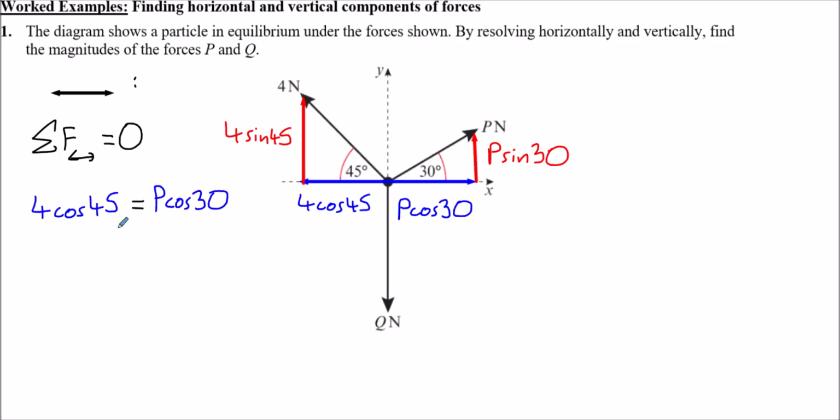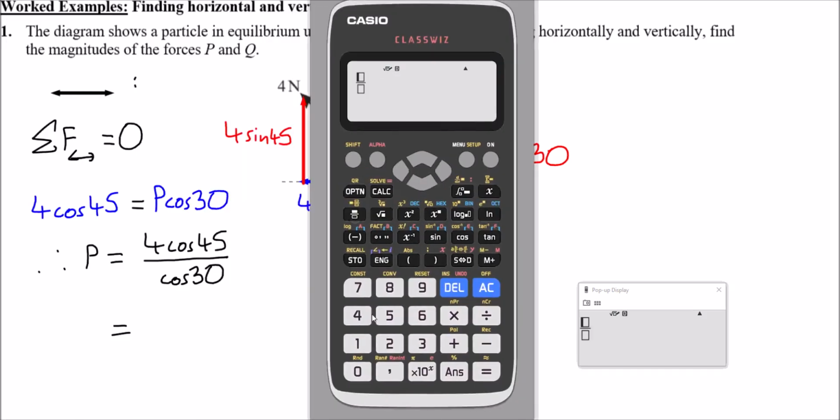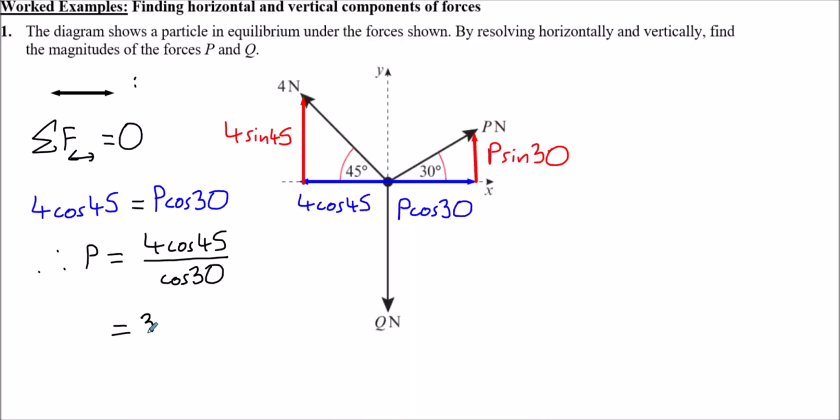We can therefore get P on its own. We can isolate P by dividing through by cosine 30. So P is 4 cosine 45 divided by the cosine of 30. This is where the calculator comes in handy. So 4 cosine 45 divided by cosine of 30, press equals. We have 4 root 6 over 3 in exact form. Given to 3 significant figures, we've got 3.27. So P is 3.27 newtons to 3 significant figures.